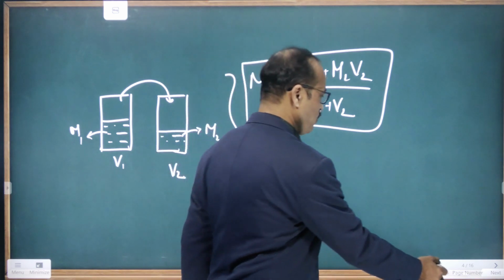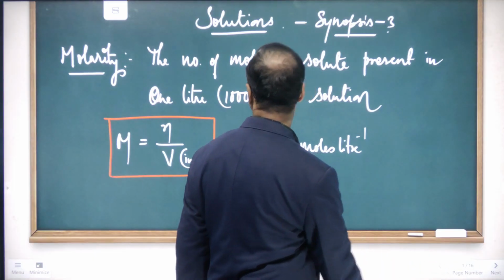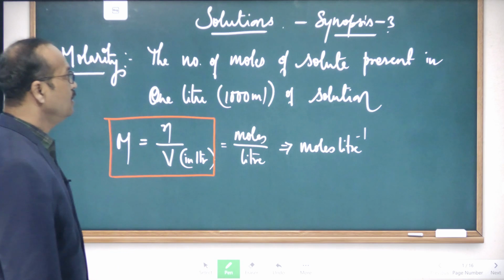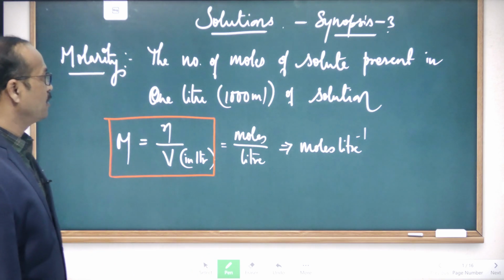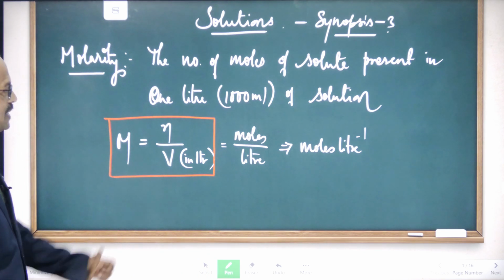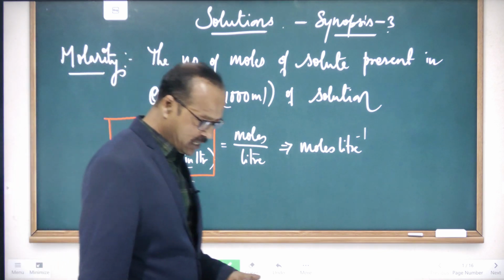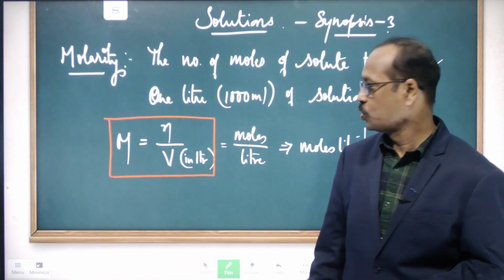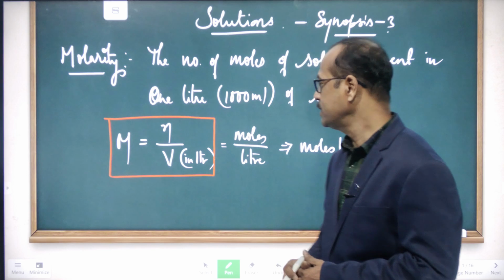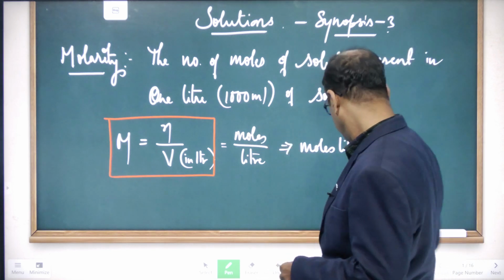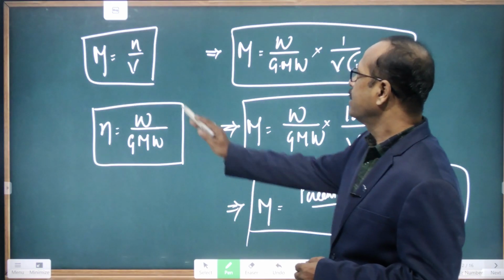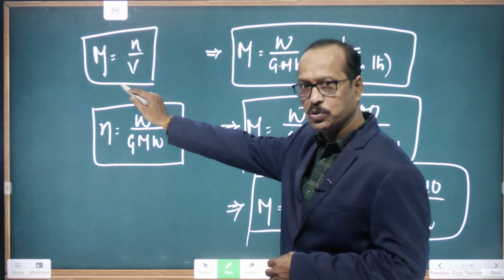So, these all are about the formulas of molarity. Once again, molarity is the number of moles of solute in 1 liter of solution. That's the definition. And the formula is molarity is equal to number of moles of solute by volume of solution in liters. The units are moles per liter, right?